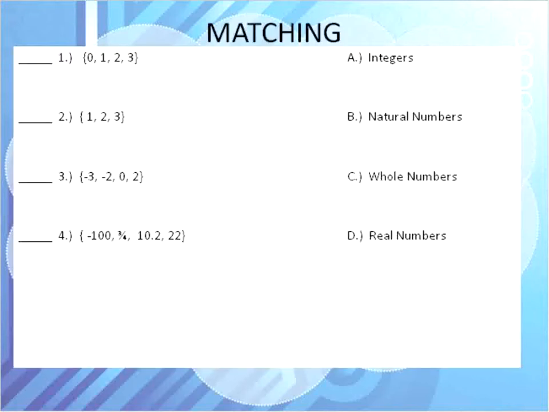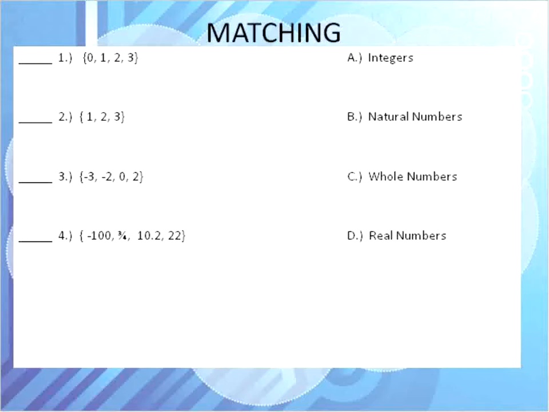So what I'd like you to do is try this matching on your own first. You can pause in the lower left-hand corner and then turn it back on once you finish to see if you got the correct answers. But I would like you to try it to see what you know about these. So if we look at the first ones, we're matching 0, 1, 2, and 3. We want to know if that's integers, a group of integers, natural numbers, whole numbers, or real numbers.